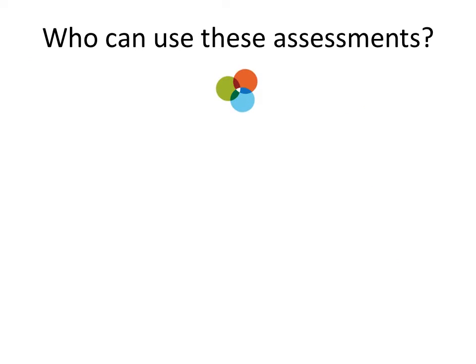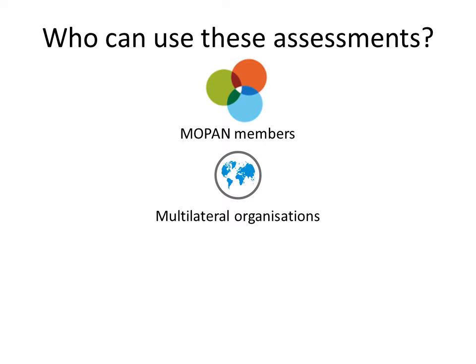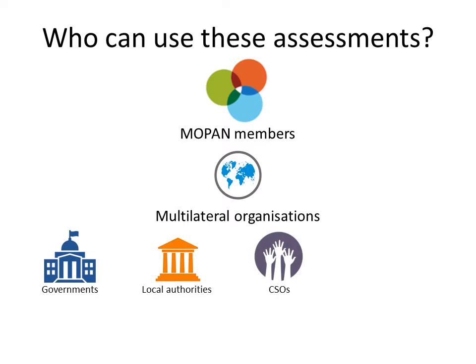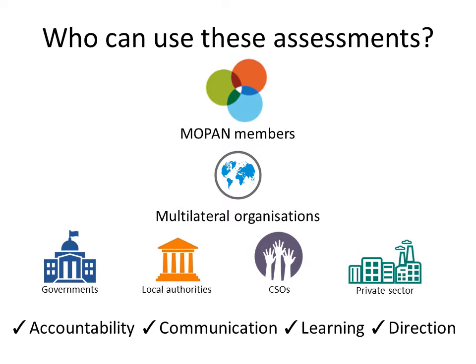MOPAN members use these assessments for their domestic accountability and to inform their dialogue with the organizations. But the reports can also be used by many other stakeholders. The multilateral organizations themselves, of course, but also governments, local authorities, civil society, and private sector. Everyone can learn from the reports on how they can make best use of their partnership with the multilateral organizations.